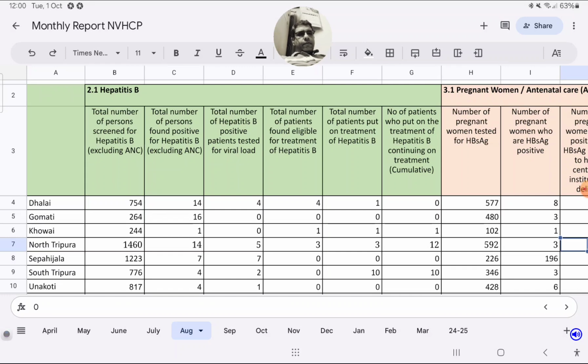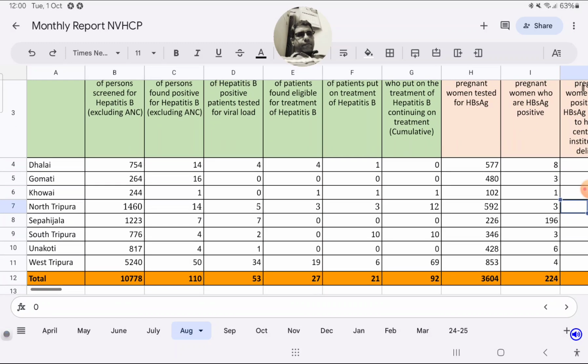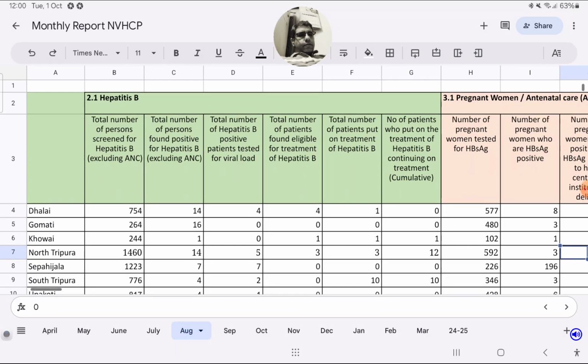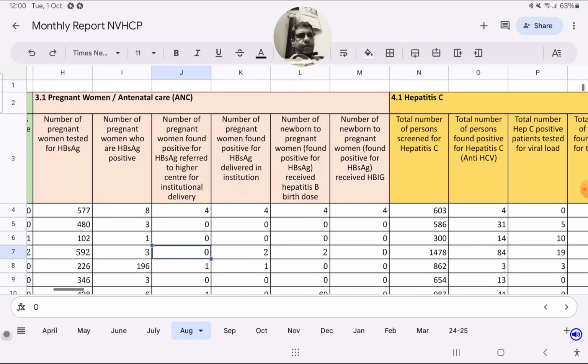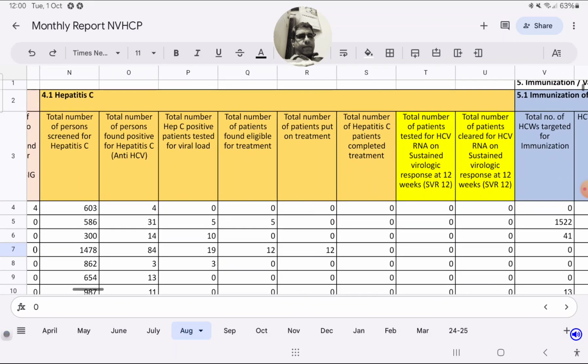So let us start with the Google spreadsheet, which you are supposed to fill up from every district every month. This is the format I have opened. In the leftmost column there are districts and total has been shown. There are three main primary sections on the left side. One is 2.1, hepatitis B, 3.1 is pregnant women or antenatal checkup, ANC, and 4.1 is hepatitis C.